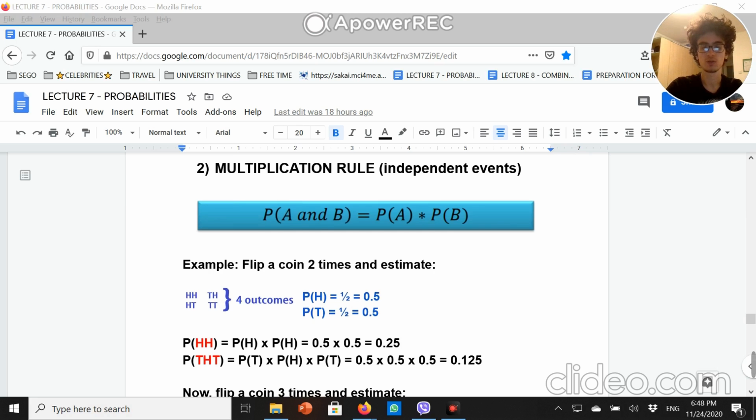Let's see how we would solve it for 2 heads. We multiply the probability of scoring head on the first flip and the probability of scoring head on the second flip. So 0.5 times 0.5 equals 0.25. Let's say we flip it a third time. What would be the probability of scoring tail, head, tail? Same way, 0.5 times 0.5 times 0.5 equals 0.125.